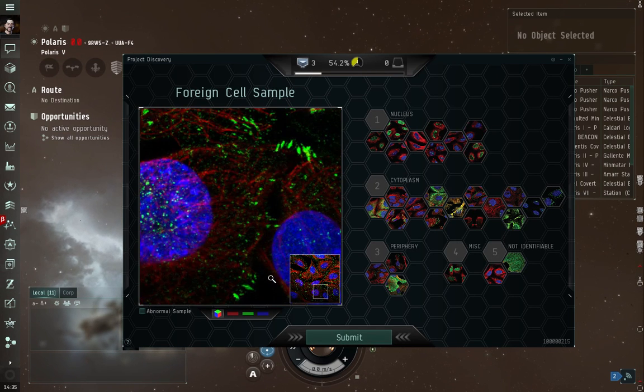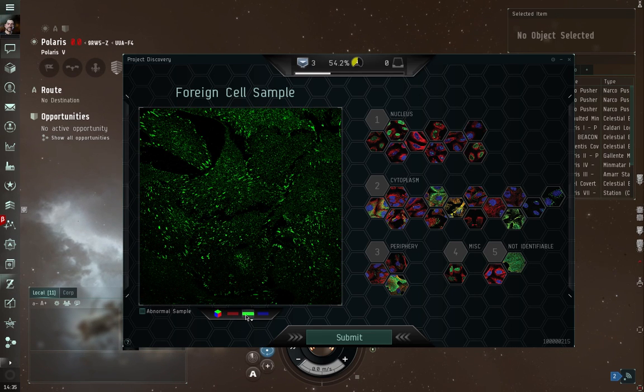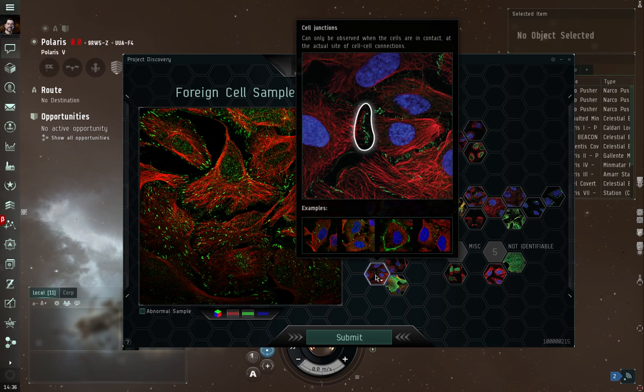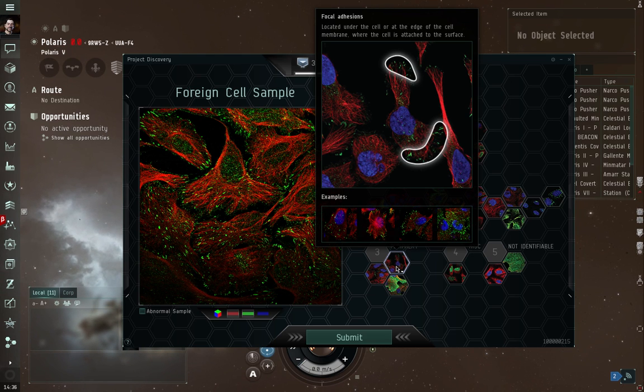Alright, oh, this is one of my favorite patterns. These are focal adhesions. You can see they look sort of like little, I like to think little paintbrush strokes, little splotches, usually on the edge of the cell. These are holding the cell down. So the cells are grown on a plate, and they grab onto it to hold themselves in place.